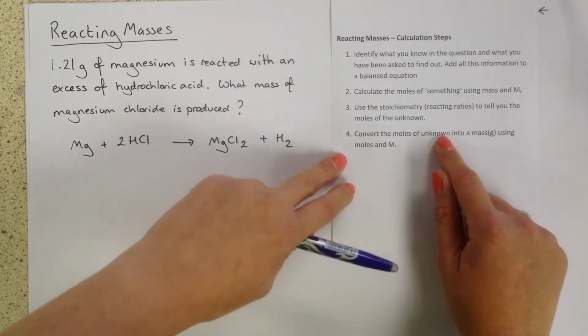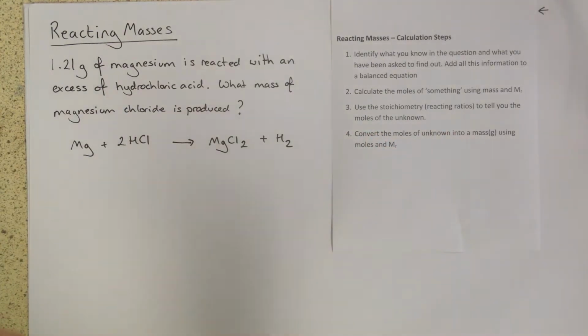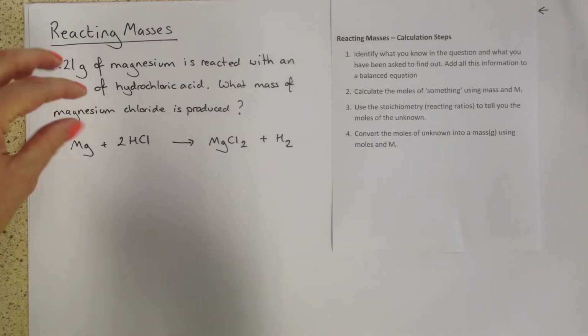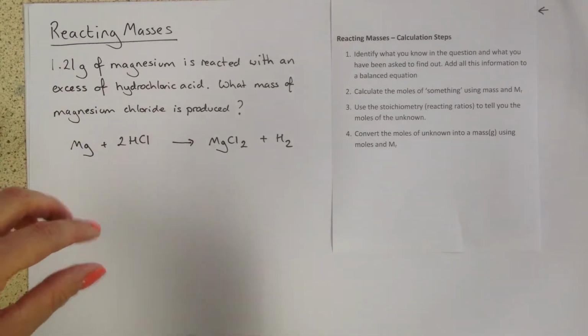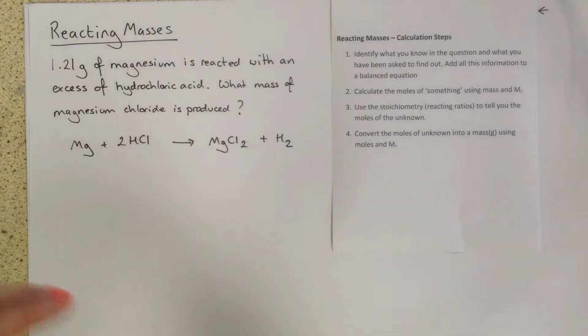Hopefully you can read this. Now, first thing we've actually got to do is read the question, look at what information that gives us, and actually add it to our balanced equation. There's ever such a lot of words, and you need to pull all that out, basically. So let's look at this. What do we know in the question? What we've been asked to find out?